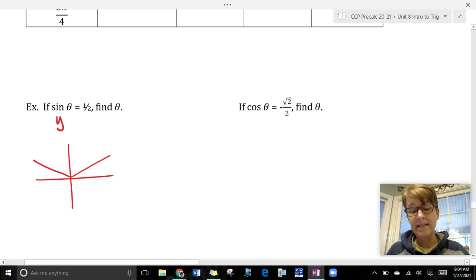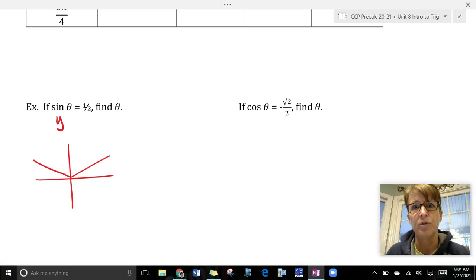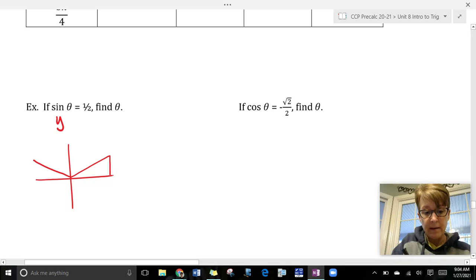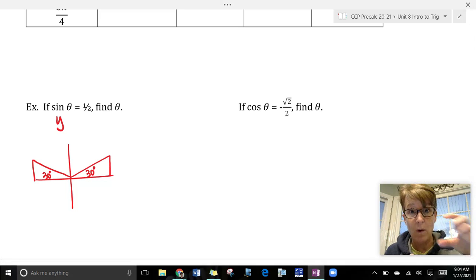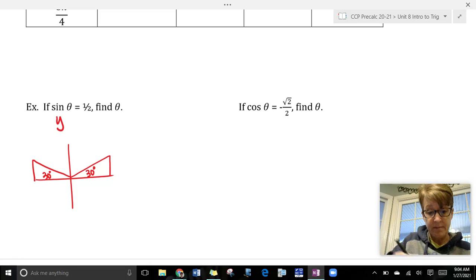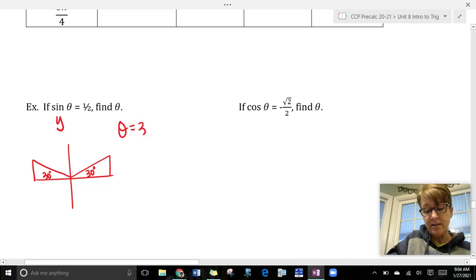Okay, and if the y is a half, that means the x was root 3 over 2. It was bigger. So again, that tells me that I'm not very far off of the x-axis. This is the angle that's closest to the x-axis. This is the angle that has the y value that's the smallest. So it's a 30-degree angle. So in my first quadrant, I can say that theta is 30 degrees.